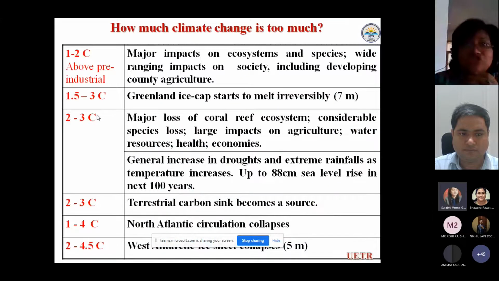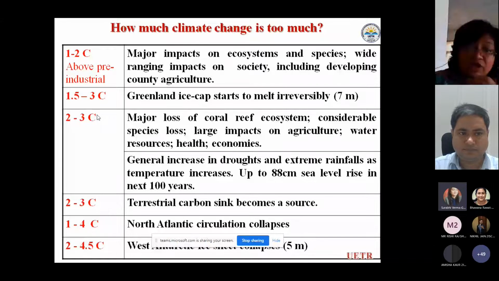How much climate change is too much? If we are saying 1 to 2 degrees centigrade temperature, it has an impact on the ecosystem, on the species, on the society, including the developing agricultural sector. Greenland ice caps start to melt irreversibly, and at 2 to 3 degrees centigrade, major loss of coral reef ecosystem, considerable species loss, etc. And the terrestrial carbon sink becomes a source.